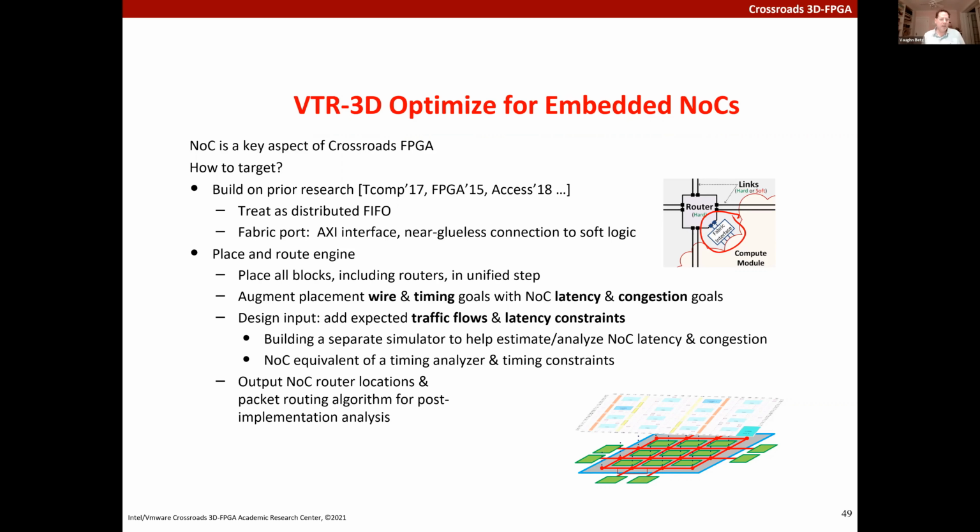After the place and route engine is done, it will output the router locations along with the locations of everything else and the packet routing algorithm. So we'll have configurability in how we actually choose to route the packets through these routers. And that's another research question. What are the best ways to do that? So that's like another additional CAD step. Once you've chosen where to put the routers, what would be a good set of routing tables to program into them to optimize your NoC?